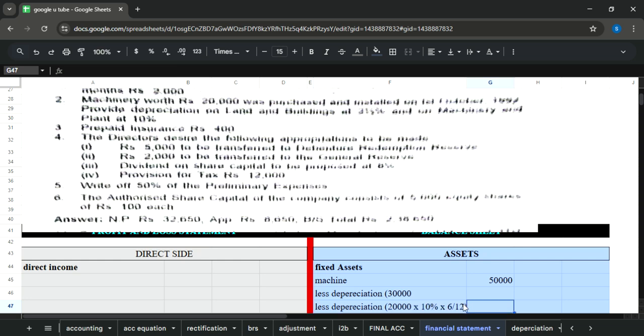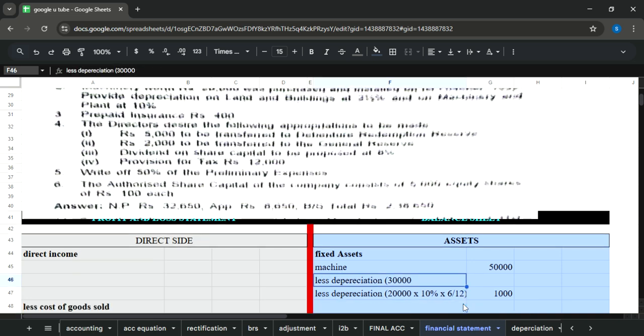Now once again, what is 20,000? This is the amount of the asset which was installed on 1st October. Then we will take 10% and multiply by 6 divided by 12 to get our depreciation. This is your first depreciation. Now for the second, please note the remaining asset has the same date, so no need to mention months. It means the asset 30,000, the value of the plant, and then we will take 10%.